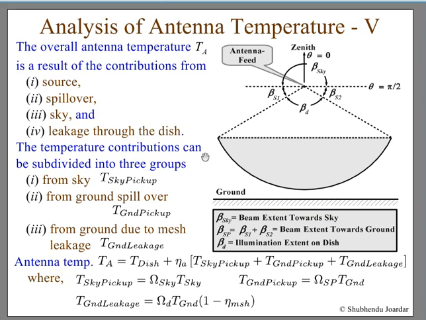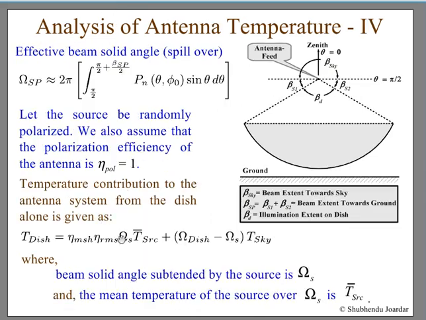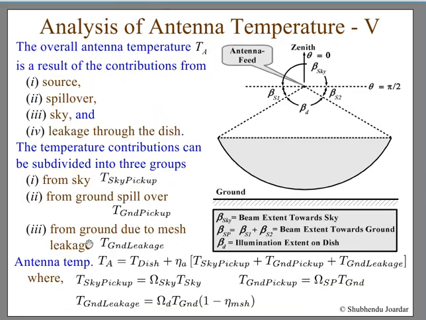Now you see the overall antenna temperature TA is a result of contribution from the source, spillover, sky, and leakage through the dish. We talked about this, and the temperature contributions can be subdivided into 3 groups from the sky. Okay, now we further divide it into the different categories, and now we are just talking about the left out things, and when we add this one with this one, we get the total what we want actually.